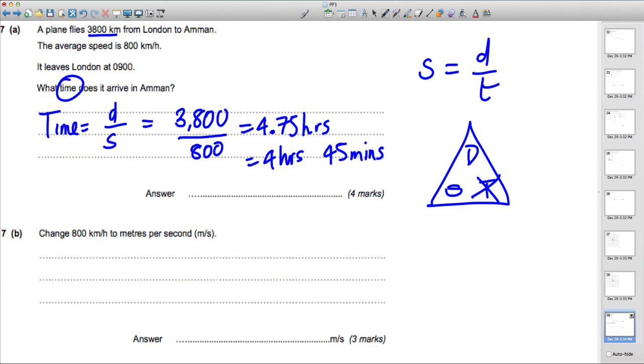Okay, so if you leave at 9 o'clock, what time do you arrive? Well, 4 hours after that is 1 o'clock, plus 45 minutes is 1:45, or on the 24-hour clock, 13:45.